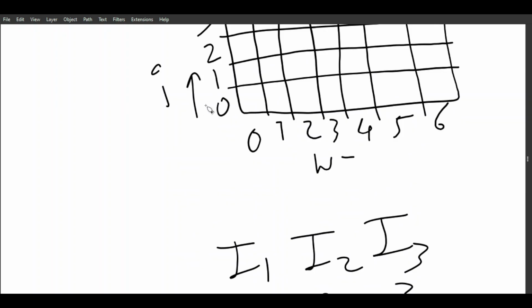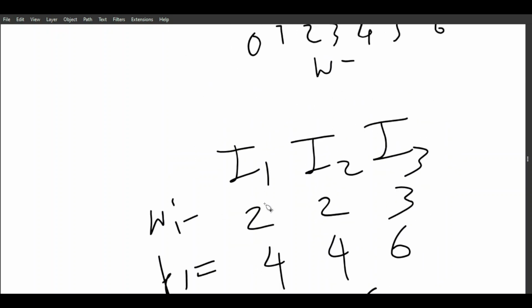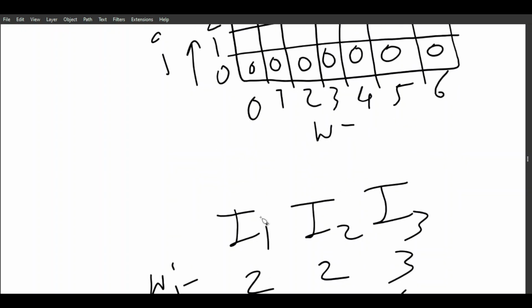Now the first row, the bottom row we see, corresponds to I equal to 0. I equal to 0 means we are not taking any item. So the profit is 0. We start with the value 0. Now I equal to 1, we consider the first item. Its weight is 2.